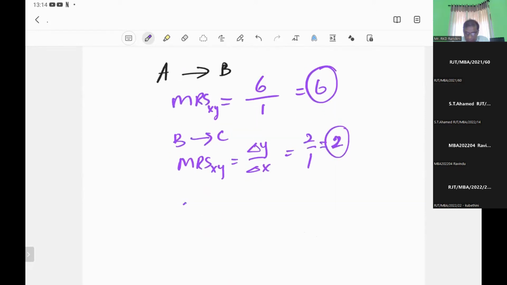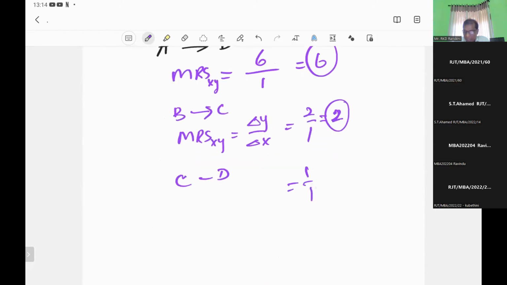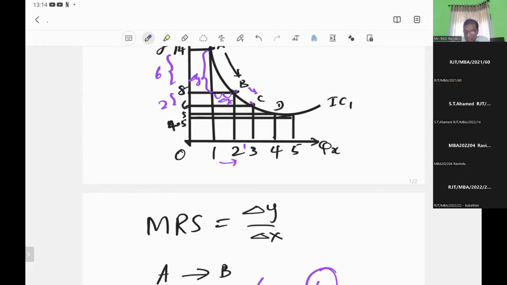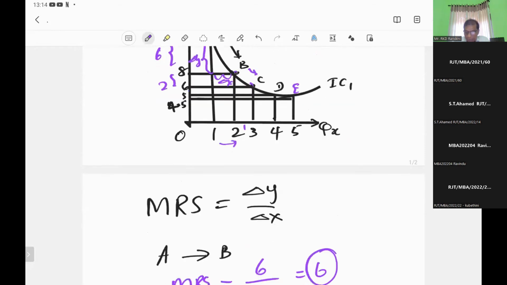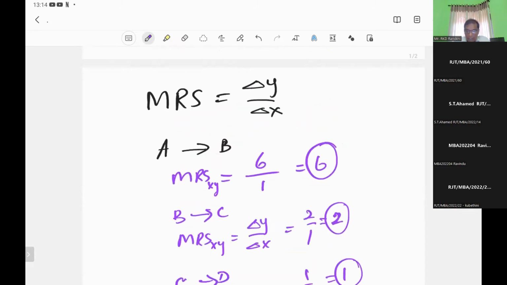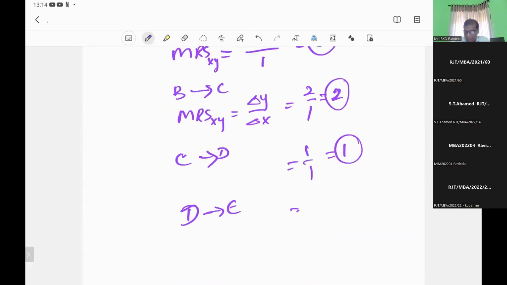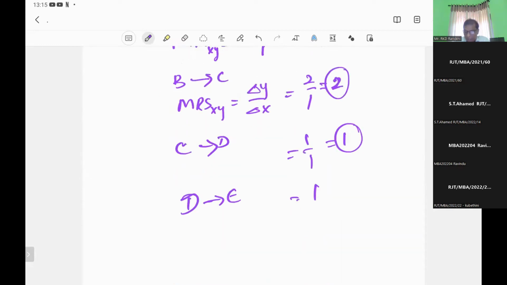Now you can calculate C to D. Here 1 divided by 1, the answer is 1. Then D to E. Here 0.5 divided by 1, the answer is 0.5.